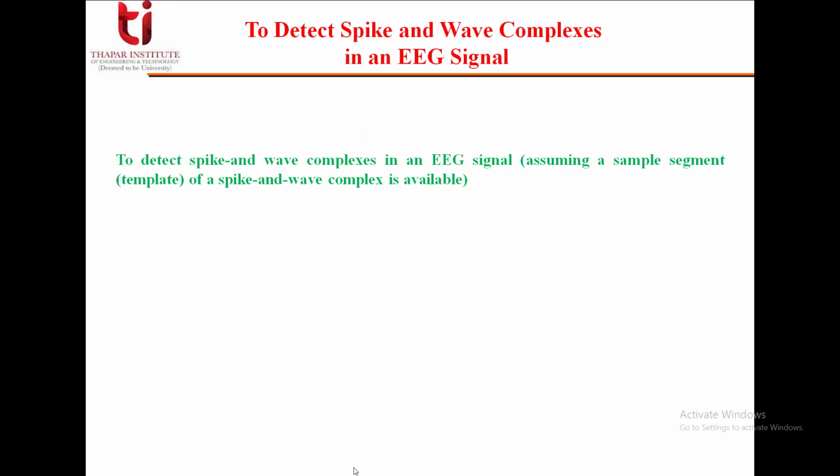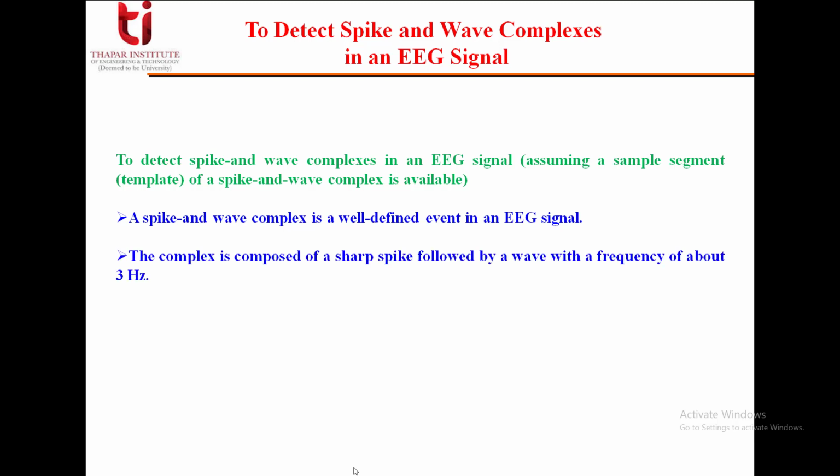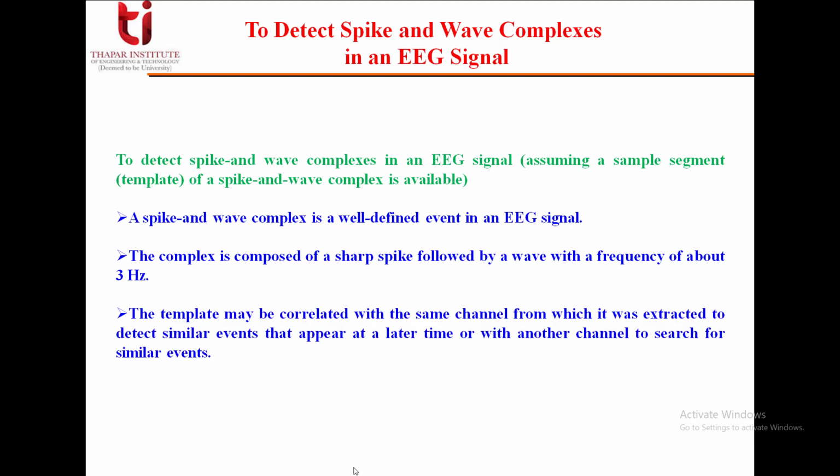Now next is the case of detection of spike and wave complexes in the EEG signal. To detect the spike and wave complexes in an EEG signal, we are considering a template of a spike and wave complex. As we mentioned, a spike and wave complex is a well-defined event in an EEG signal. The complex is composed of a sharp spike followed by a wave with a frequency of about 3 Hz.